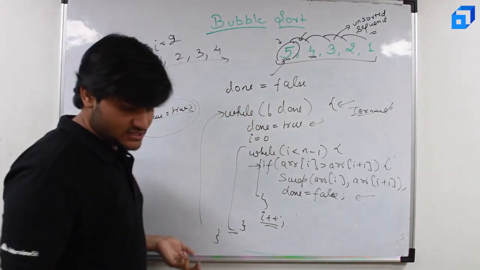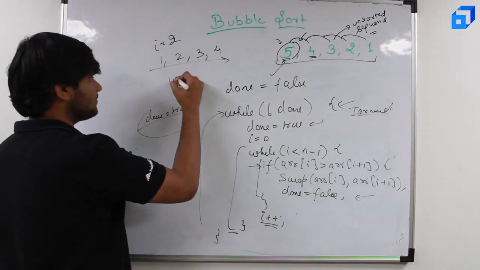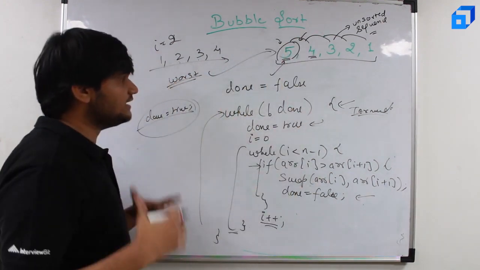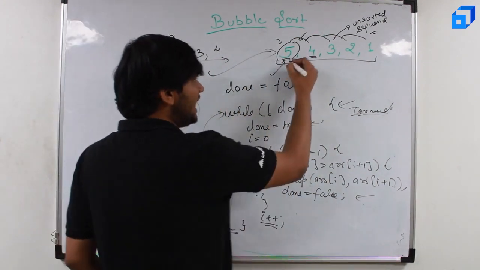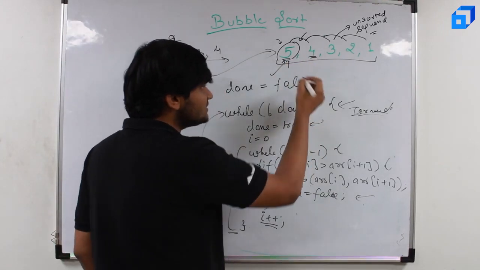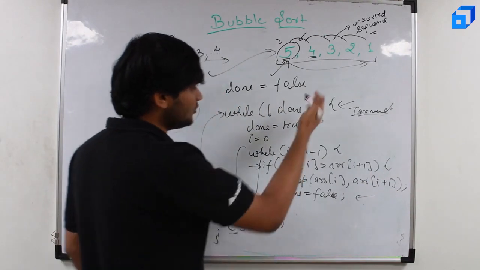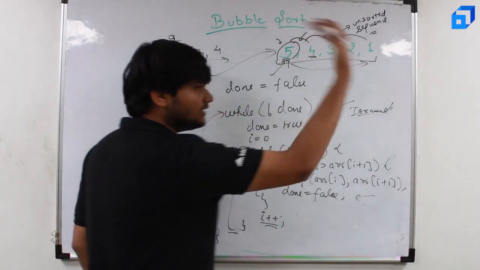But in the worst case, what can happen is we can get an unsorted sequence, and in this unsorted sequence, every time we are starting from the very first index and going till the last index, right? We can even optimize this approach by not iterating till the last index.